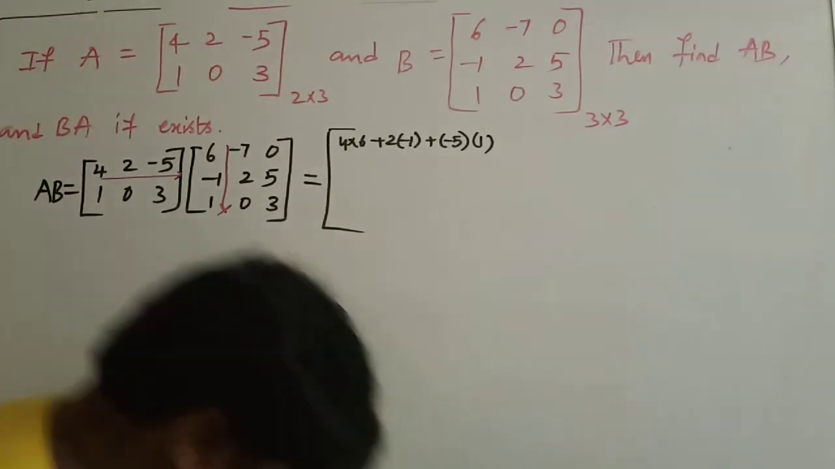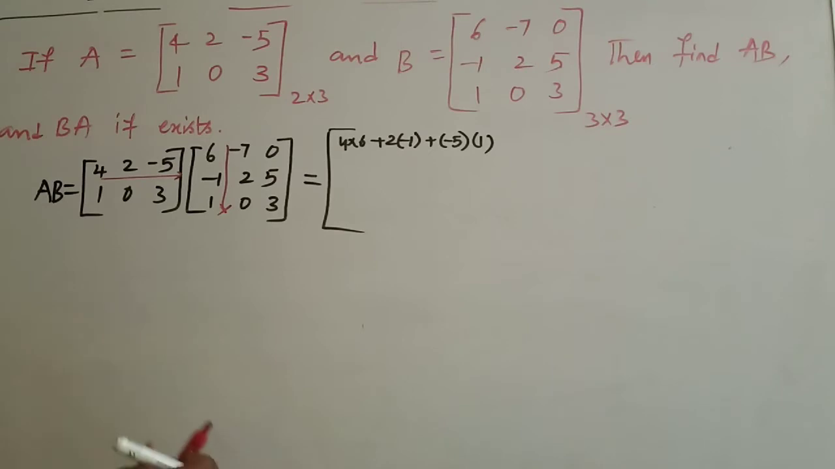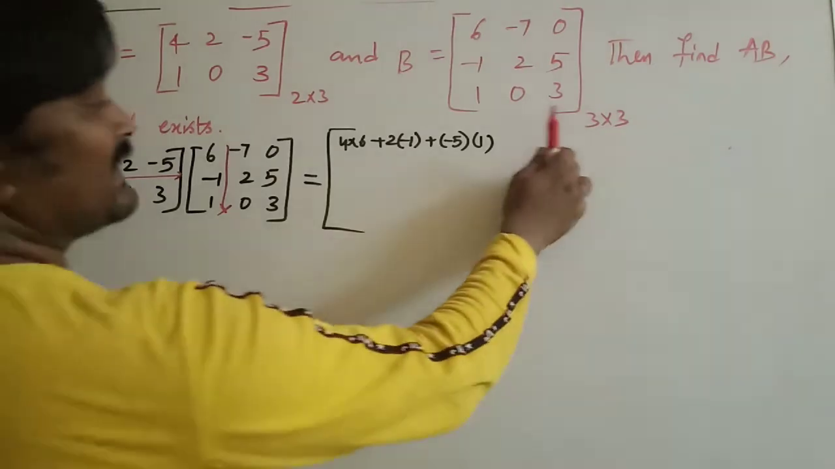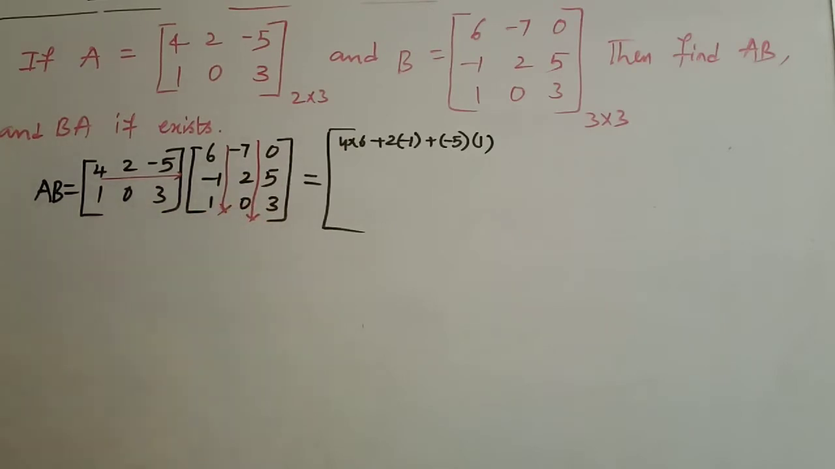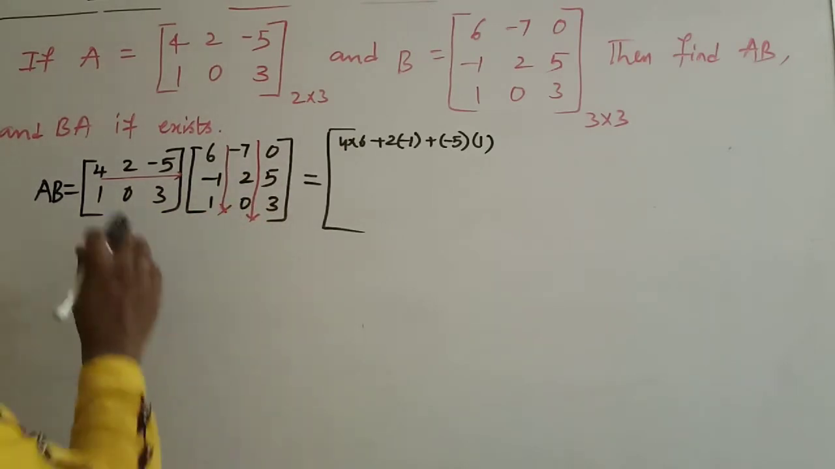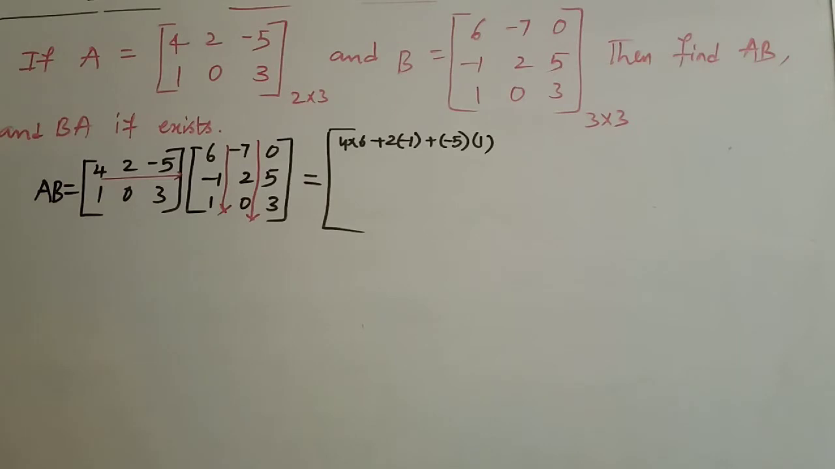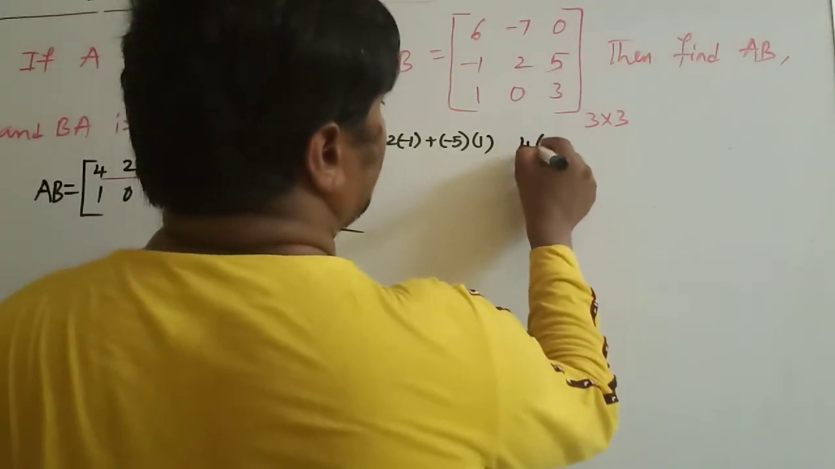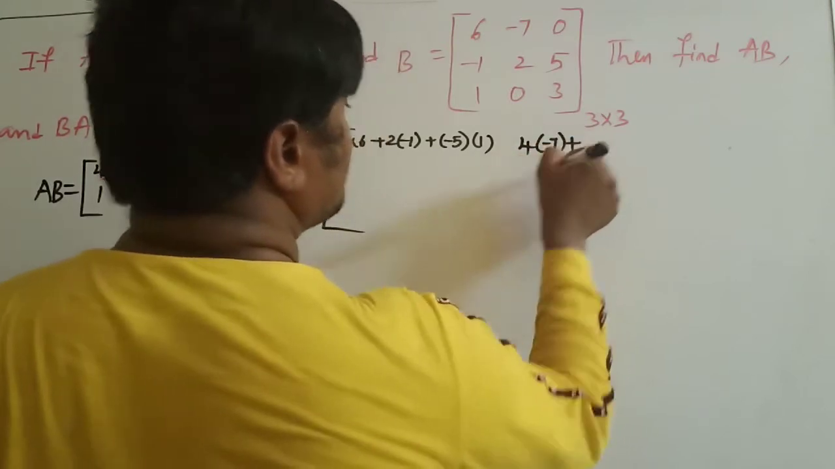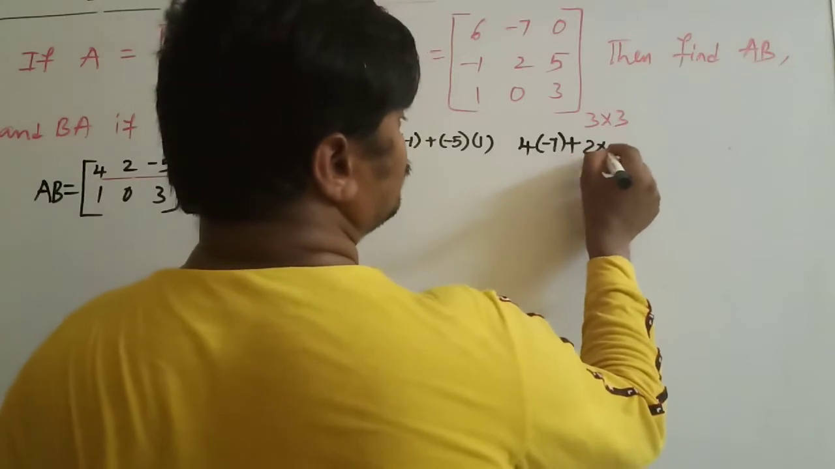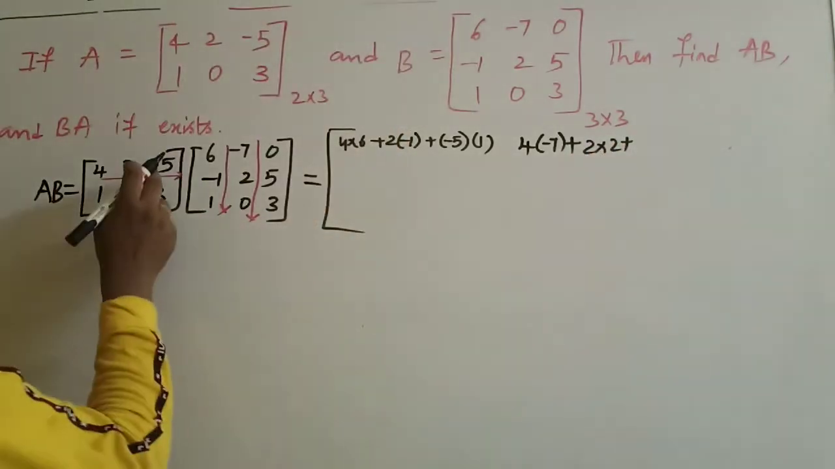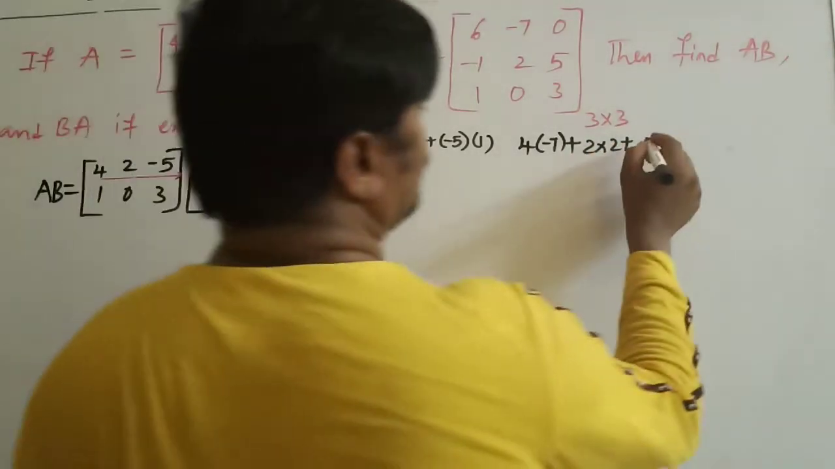Now it is the first row. If I want to get the second element, first row, second column now, what I need to do here is 4 into minus 7. So first, 4 into minus 7, plus another one, 2 into 2, plus minus 5 into 0.